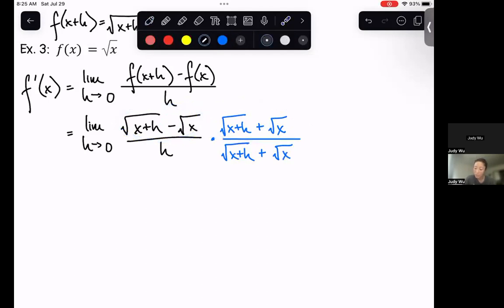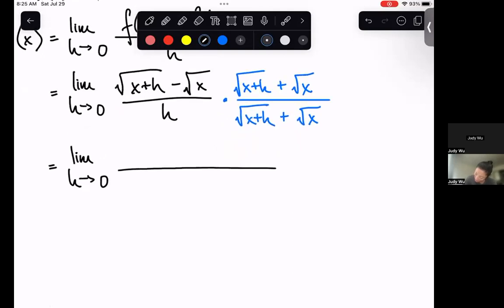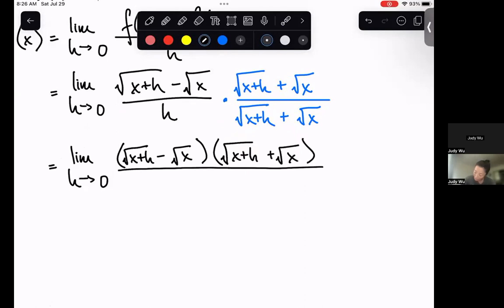Okay, now here's the reason why we're going to do this. We're doing this so that we're going to be able to get rid of some square roots in a way that's going to help us cancel some stuff out. Okay, so here we go. Limit as h approaches 0. And now we're going to multiply the tops and the bottoms. So we have square root of x plus h minus square root of x times square root of x plus h plus square root of x. And then on the bottom, I have h times square root of x plus h plus square root of x.